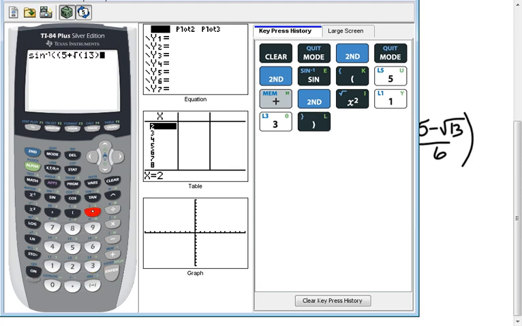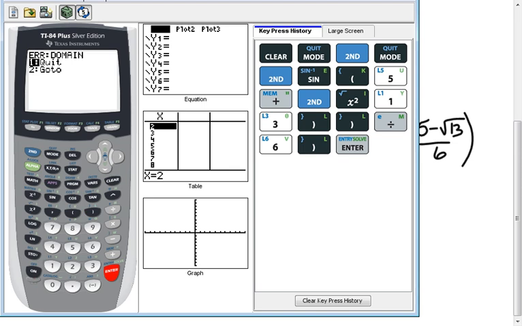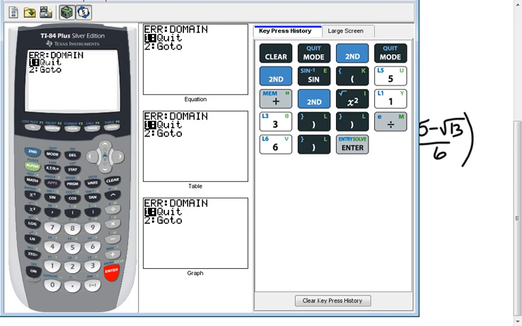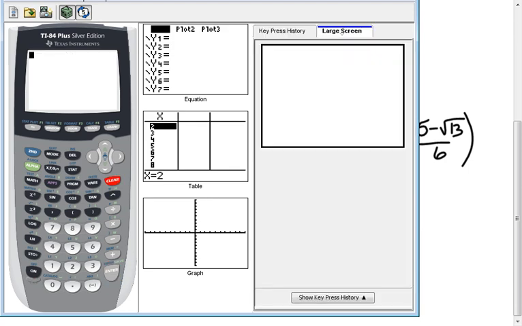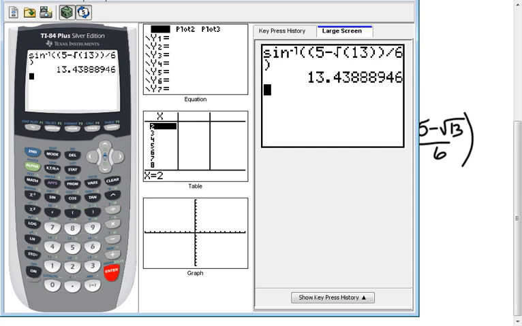Close the square root, close the numerator, divided by 6. And I did get an error here, so I know that that one doesn't work. Okay, so that's that one. Now I'm going to clear that out, and I'm going to go 5 minus. So I'm going to go second sine, numerator in parentheses, 5 minus the square root of 13. Close my square root, close my numerator, divided by 6. And that gave me 13.44 degrees, okay?